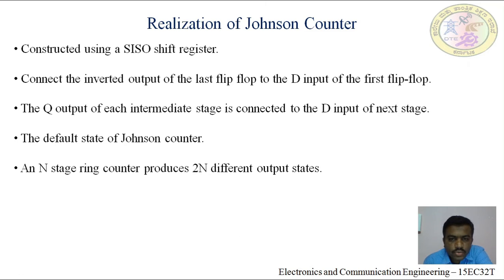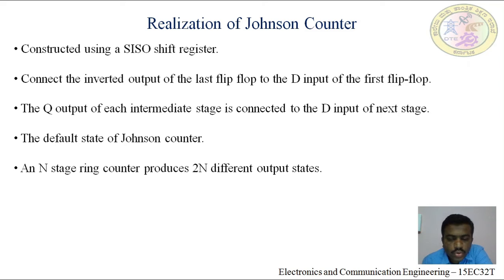Realization of Johnson counter. Similar to the ring counter, the Johnson counter is also constructed using the serial in serial out shift register. In this Johnson counter, the inverted output of the last flip-flop, that is the Q bar output of the last flip-flop, will be connected to the data input of the first flip-flop. And for the remaining intermediate flip-flops, the Q output of the intermediate stage flip-flop will be connected to the data input of the next flip-flop.